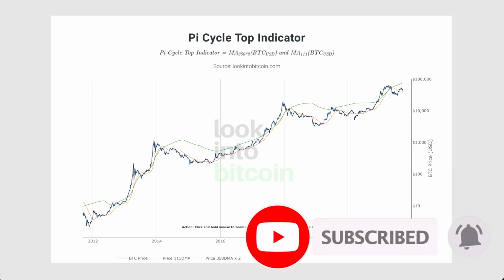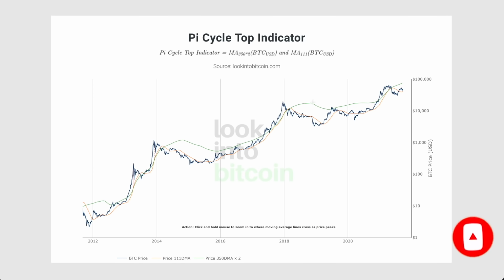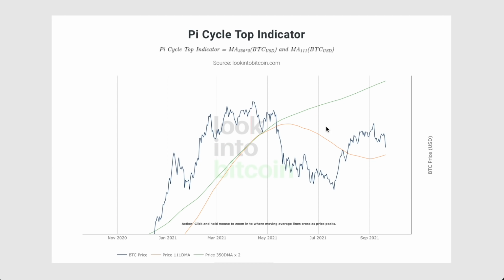So this is the Pi cycle top indicator, the green moving average being a multiplier, 350 times 2, and this orange MA being the 111-day moving average. The thing about this indicator on Look Into Bitcoin is that it's lagging a bit when it comes to this recent crash, because you can see here that this 111-day moving average was figuring, or should have been figuring, as a support on this crash right over here.